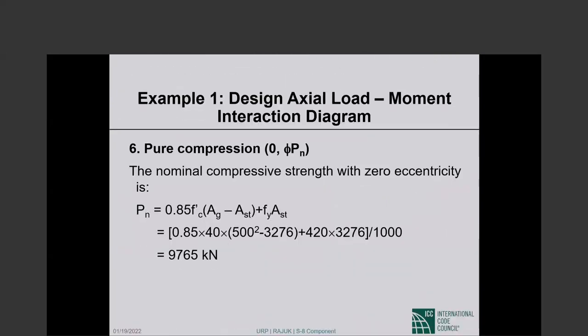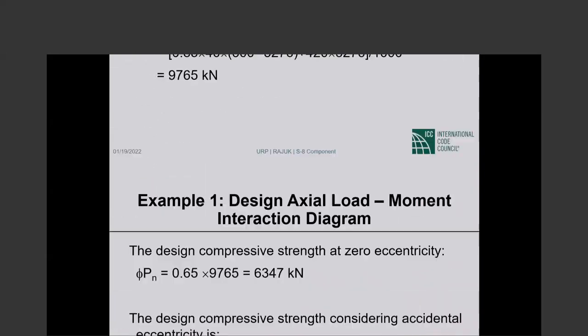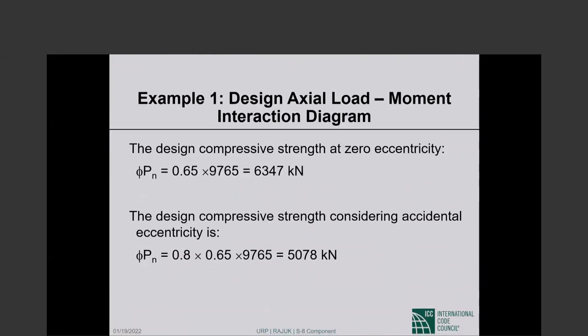And the pure compression, the final number, P sub N is given by that expression. 85% of F sub C prime multiplying the concrete area and F sub Y multiplying the steel area. That gives us 9765 kilonewtons. Okay, so if we want a phi, the phi is 0.65. So the phi times P sub N is 5078 kilonewtons, and there is no moment to go with it.